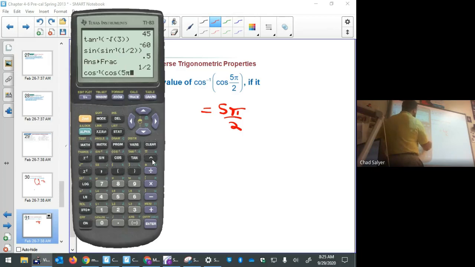5 pi over 2. And we're in radian mode, so we're good. Yeah, so it gives us that. What the heck?